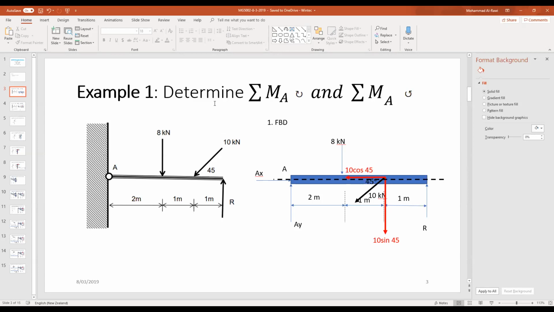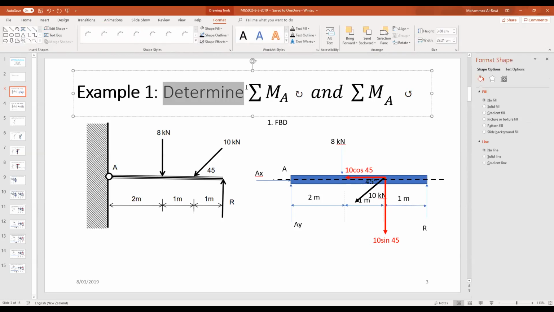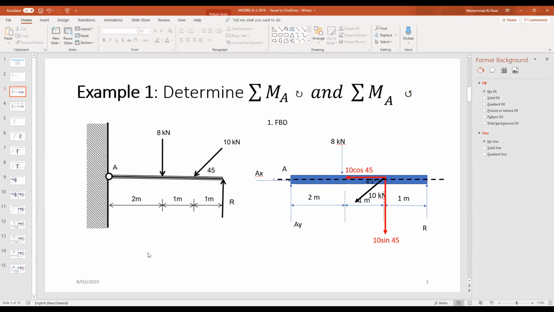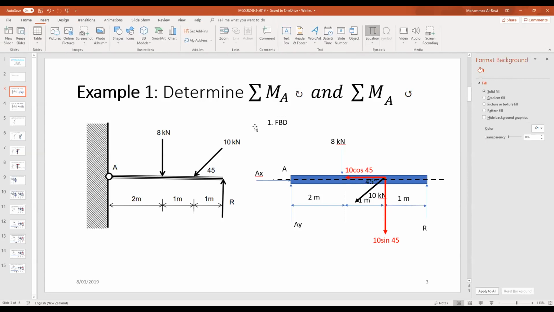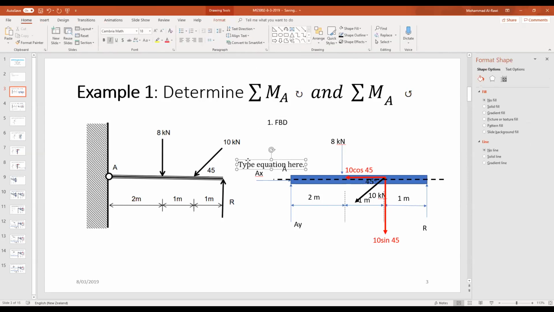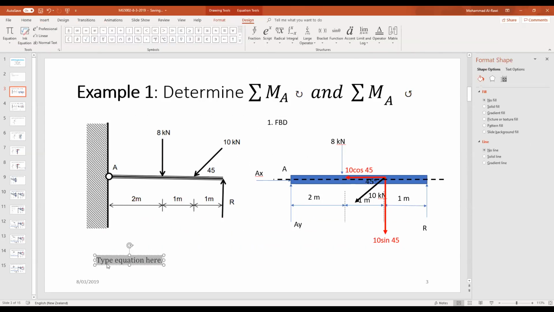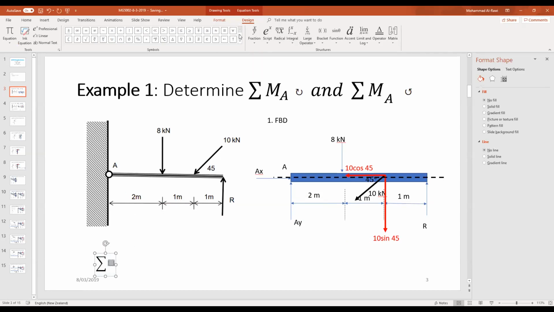Now, if I go back to the question itself, I want to find the summation of moments around point A, clockwise. All right, so we start a new equation. Hopefully this will help you in the future when you do your presentation. Now you're learning a new skill: how to type equations.